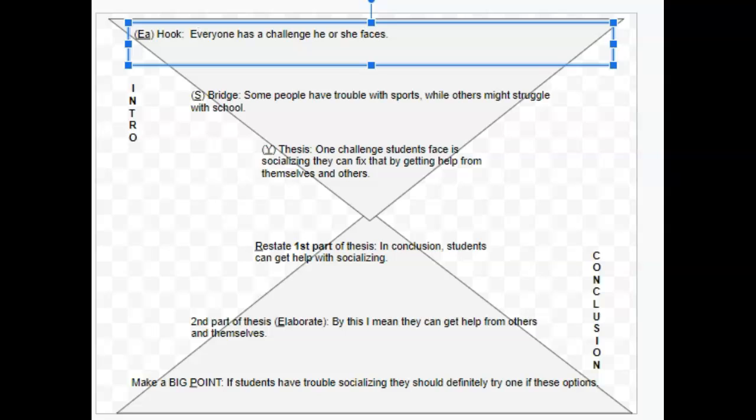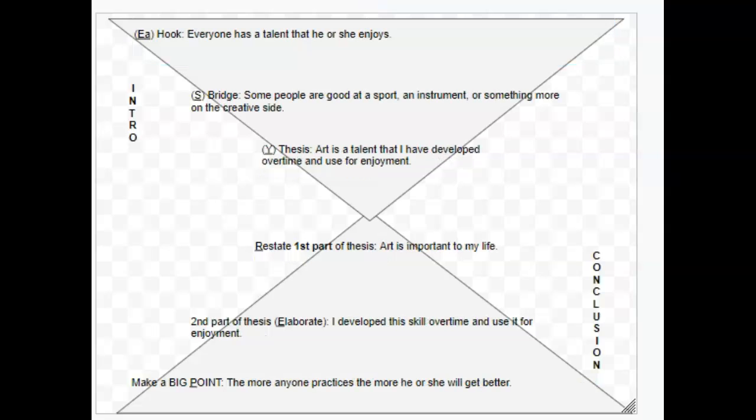There you go. Two more. Everyone has a talent that he or she enjoys. Some people are good at a sport, an instrument, or something more on the creative side. Art is a talent that I have developed over time and use for enjoyment. This one I like a lot, the bridge, because it says creative and then it goes into something creative. Conclusion. Art is important to my life. I have developed the skill over time and use it for enjoyment. The more anyone practices, the more he or she will get better. Not bad.